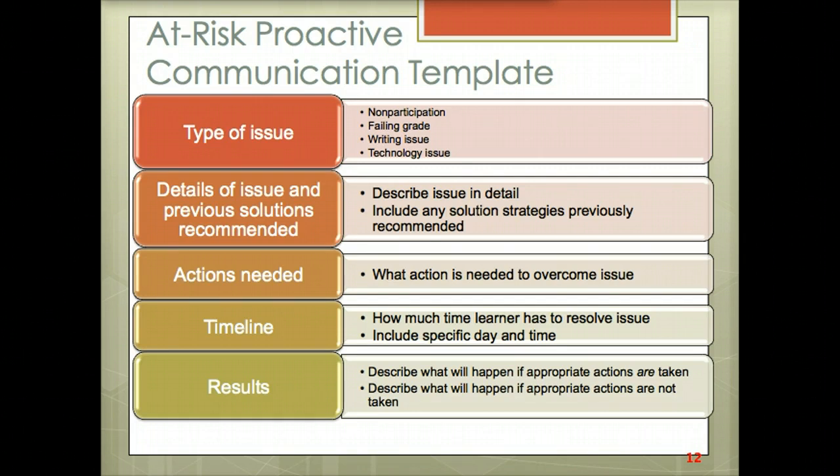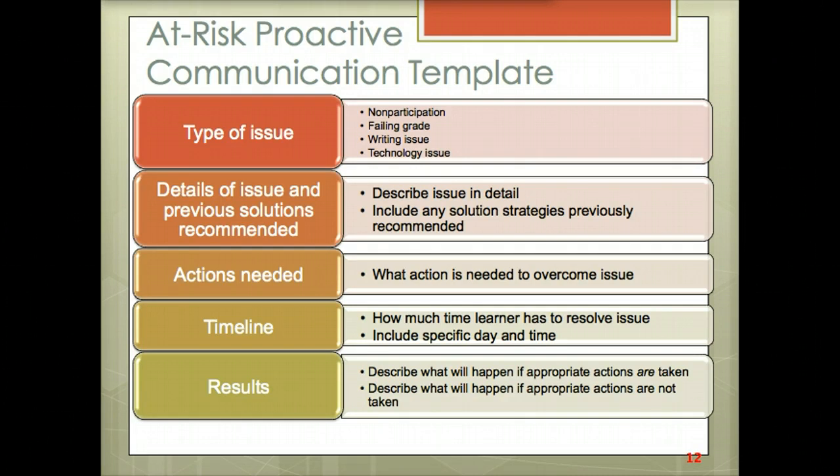An at-risk communication is a stronger message to learners. It should include a description of the issue and details about the issues, including any recommendations you have previously made to help the learner resolve the issue. Also describe specifically what actions need to be taken, the timeline in which they must be taken, and the results that will happen if they are not taken or are taken.